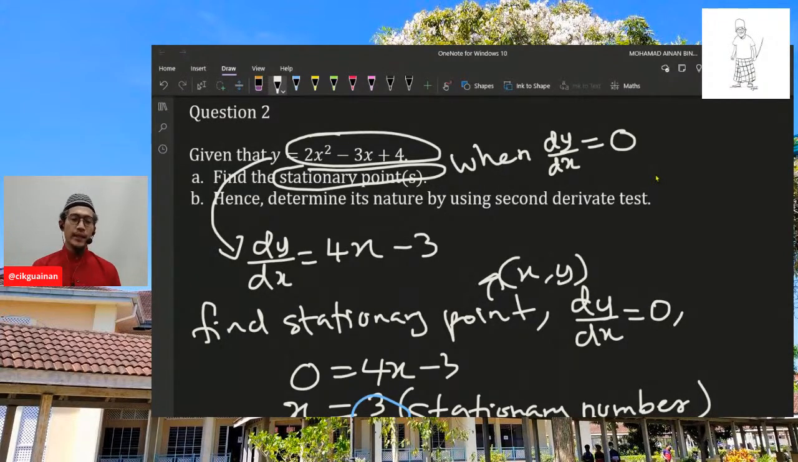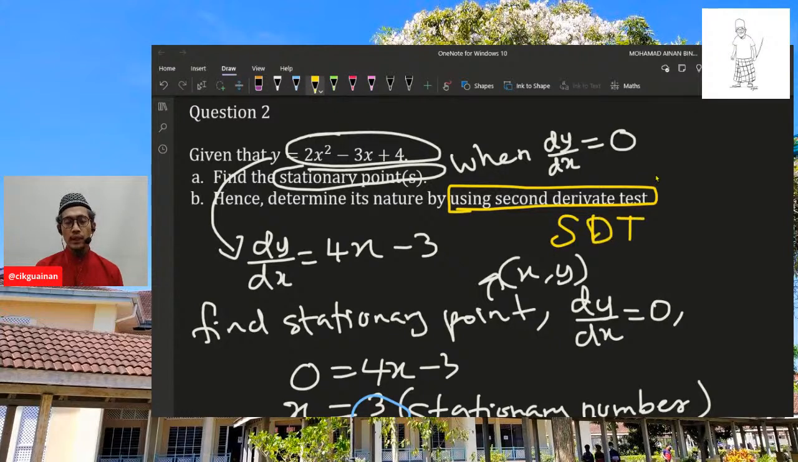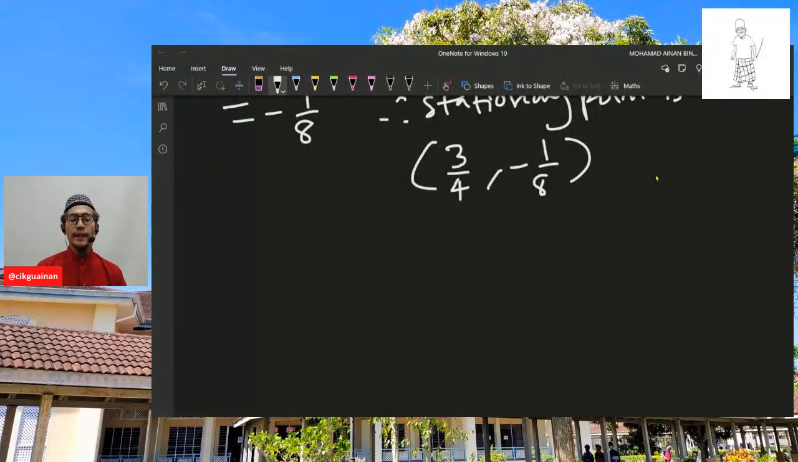Hence, the next part: determine its nature. For this one, you have to read carefully. Determine its nature by using the second derivative test. We have to perform the SDT. What does it mean to determine its nature? It means we have to determine whether the stationary point that we get is a maximum point or a minimum point.